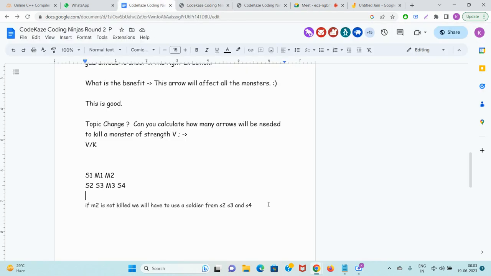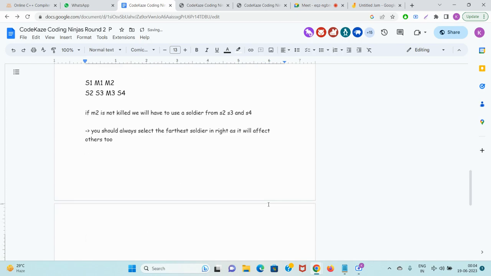So you should always select the farthest soldier on the right, as it will affect others too. That's it. The problem is solved.